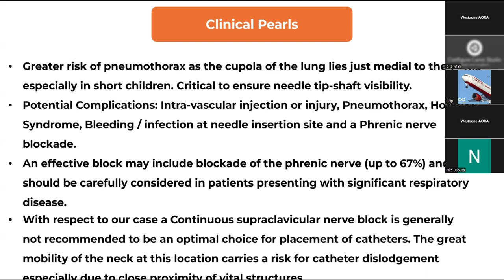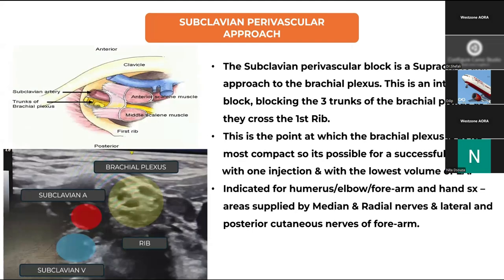With respect to our case, a continuous supraclavicular block is generally not recommended as an optimal choice for placement of catheters because of the great mobility of the neck and the closer proximity of the pleura and the vascular structures. The alternate approach is the subclavian perivascular approach, which, as you can see in this diagram, has the brachial plexus and the subclavian artery just next to each other. This is the point at which the brachial plexus is the most compact, and with a single injection and the lowest volume, the block can be given.